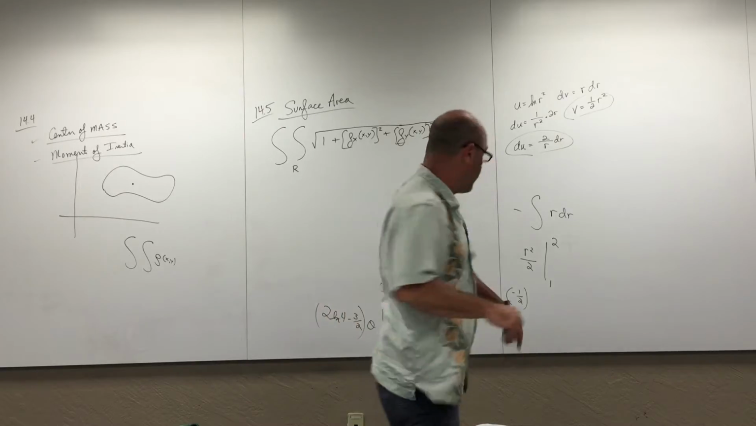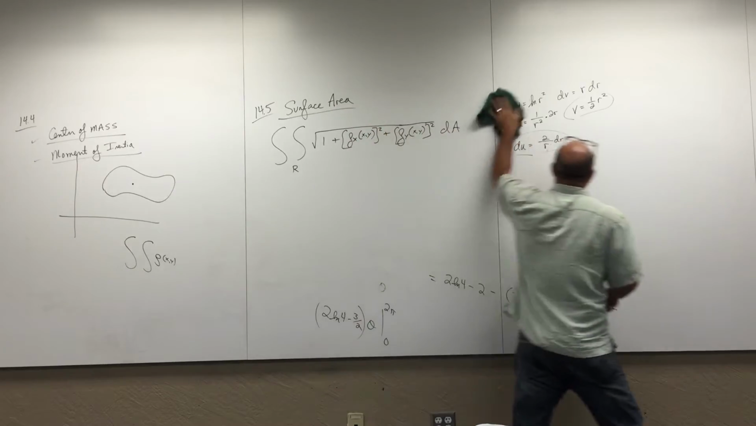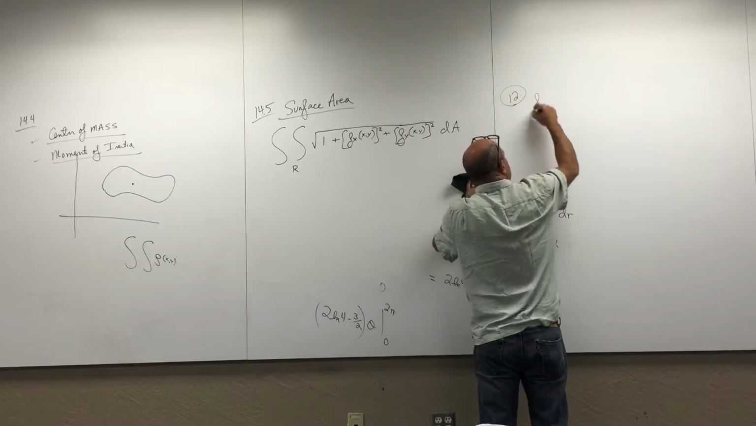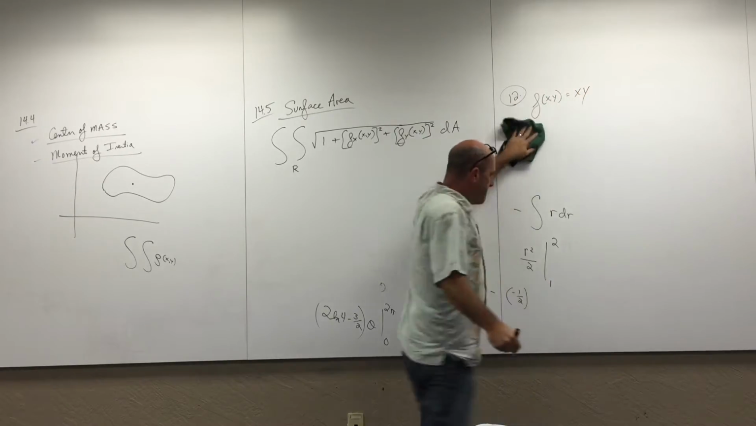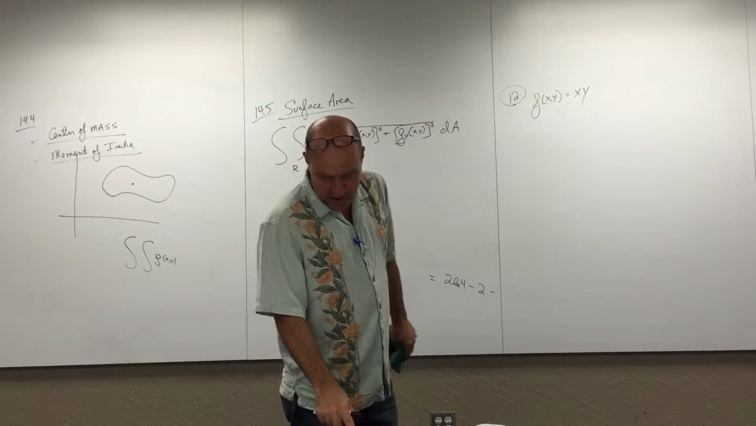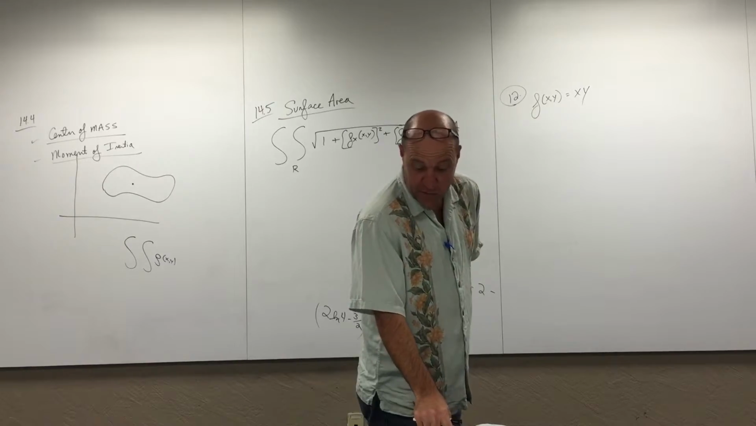Okay, I want to do this one, number 12. So number 12 is a surface area problem. And here's what they give me. They give me a function. They give me number 12 in 14.5. They give me a region.